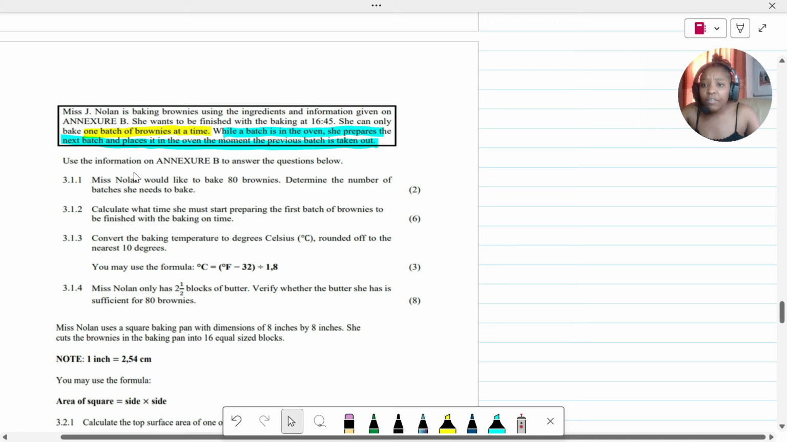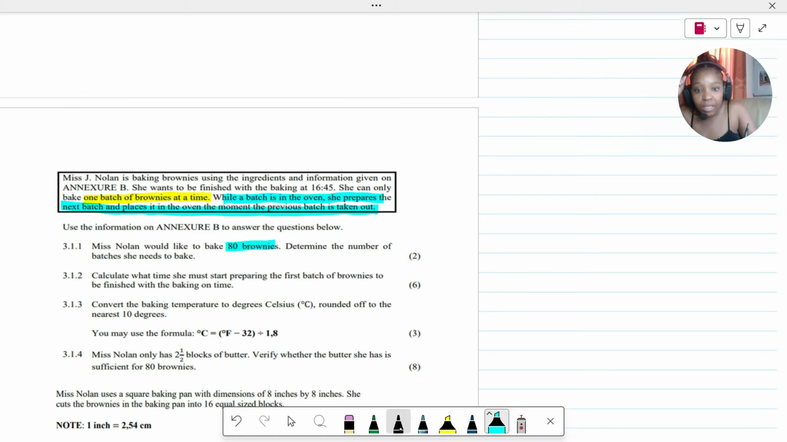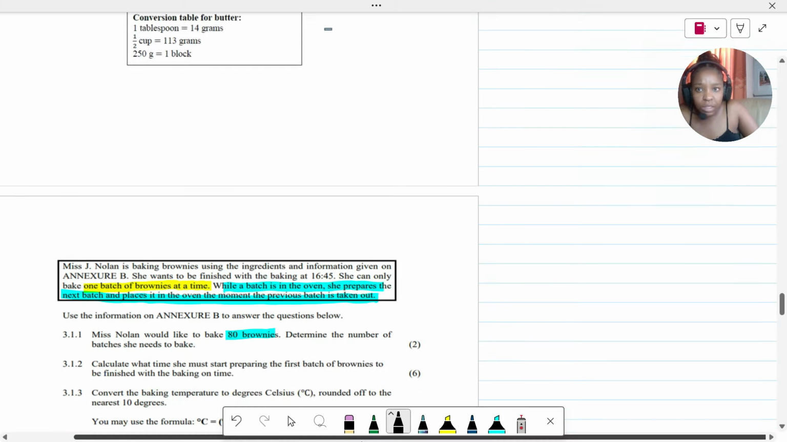So it says, use the information annexed to B to answer the questions below. Question 3.1.1. Miss Nolan would like to bake 80 brownies. Determine the number of batches she needs to make. Okay, so she wants to make how many brownies? 80 brownies. I'm just going to do these solutions here.